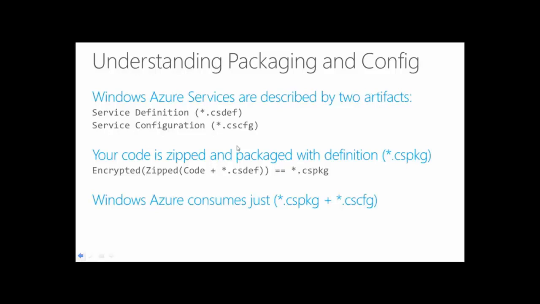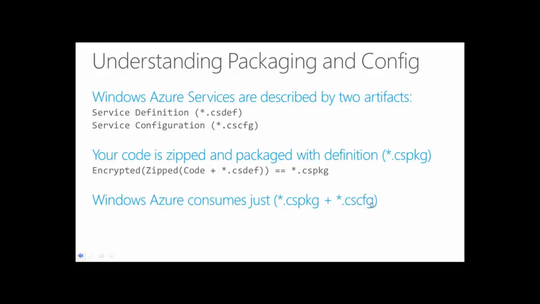So the service definition is actually combined with your code to create a CS package file, and it's zipped and encrypted, well, not really encrypted. It's kind of packaged together, so it can't really be changed after that point until it gets up into the cloud. So when you actually create a Windows Azure cloud service, you're combining and saying, okay, this is my CS package and this is my CS config file. So you actually need two different things when you're creating cloud services.